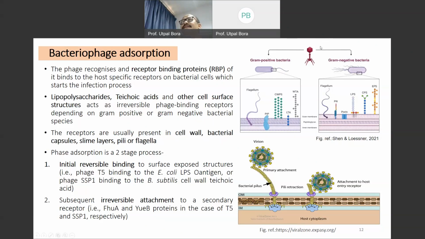So you can see here in the picture, we are taking two types of bacteria: the gram-positive bacteria and the gram-negative bacteria. I will not go into the chemical details of it, but you can see that they are different. One has a very smooth structure. The negative one has some kind of additional features on its surface. The phage recognizes the receptor binding proteins, and it binds to the host-specific receptors on bacterial cells, which starts the infection process. So that is the first step. Lipopolysaccharides, teichoic acids, and other cell surface structures act as irreversible phage binding receptors depending on gram-positive or gram-negative bacterial species. These receptors are usually present in the cell wall, bacterial capsules, slime layers, villi, or the flagella.